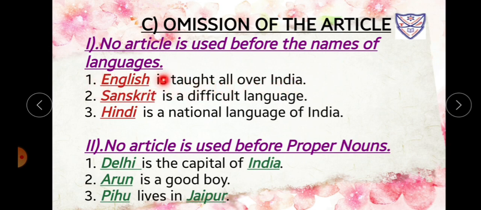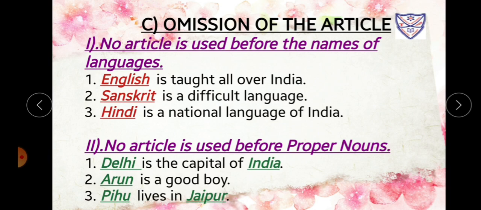So over here English is a name of a language. So before this language name we are not having any article. We do not use any article before this language. Same way, Sanskrit is a difficult language. So Sanskrit is the name of the language. Before this we will not use any article. Third one, Hindi is a national language of India. Hindi again is a name of a language. So before this name of the language we will not use any article, that is a, an, or the.